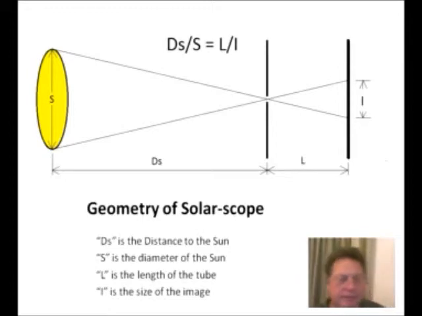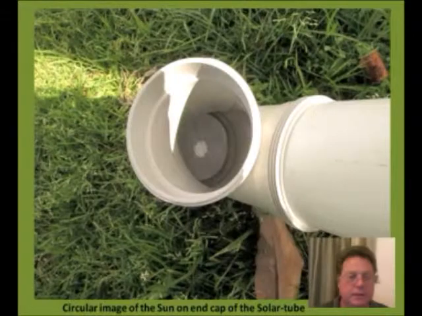We essentially have two similar triangles. Triangles are said to be similar when corresponding angles are the same. One triangle, then, is a scaled version of the other. This means that ds divided by S equals L divided by I. This ratio is the distance from the Earth to the Sun in terms of Sun diameters. Dividing the length of the solar tube by the size of the image, we get our answer.